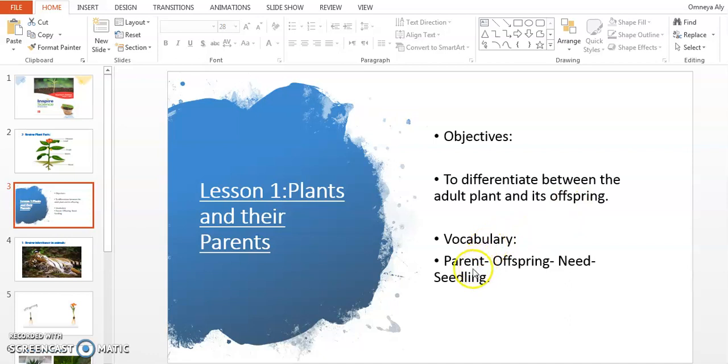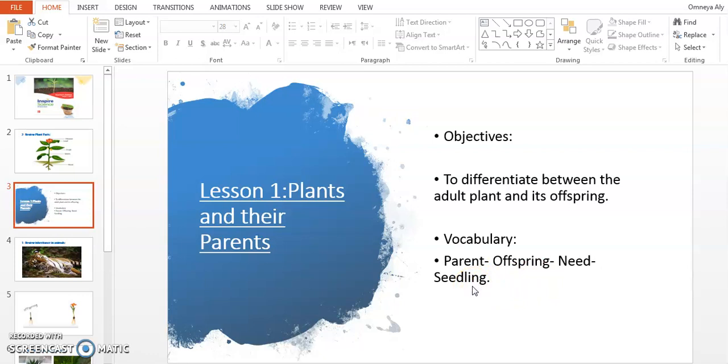The first vocabulary word is the word parent. Parent. This is the first word. The second word, offspring. Offspring. The third word, need. Need. And the last word is the word seedling.